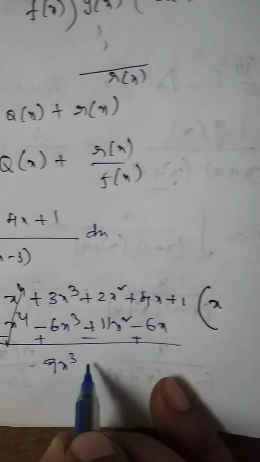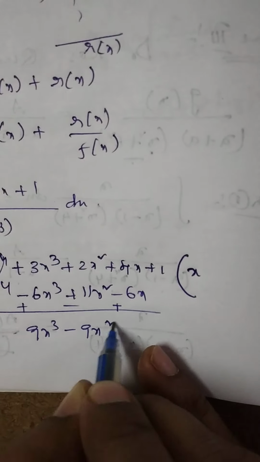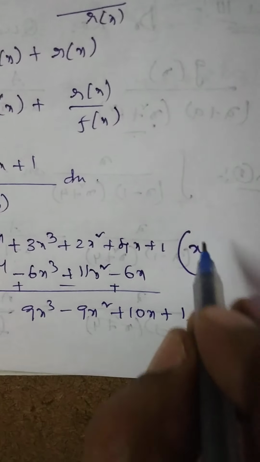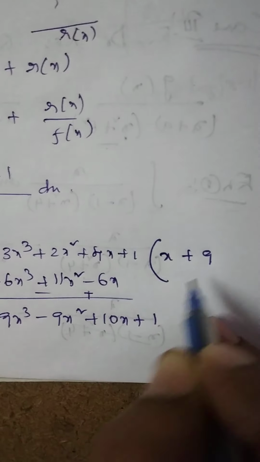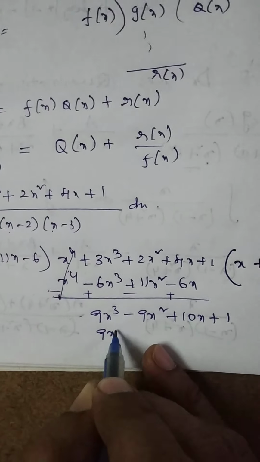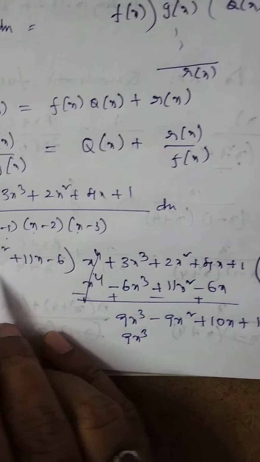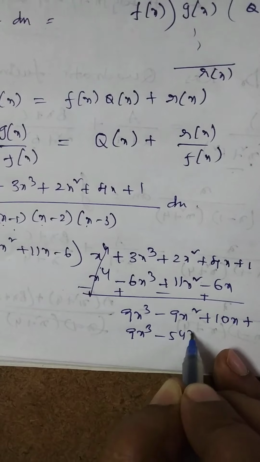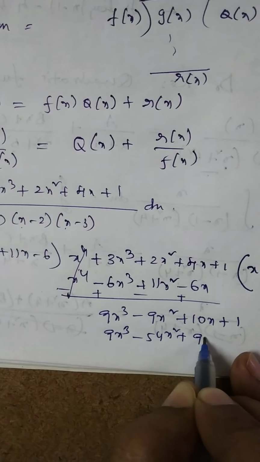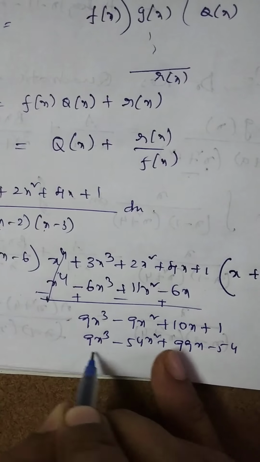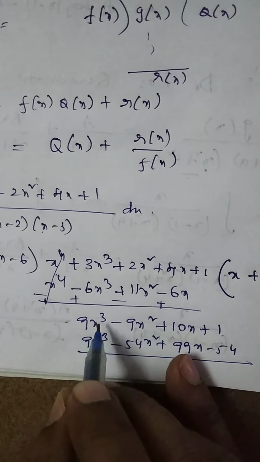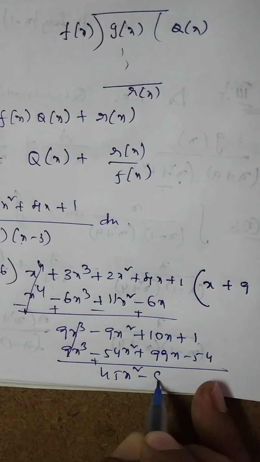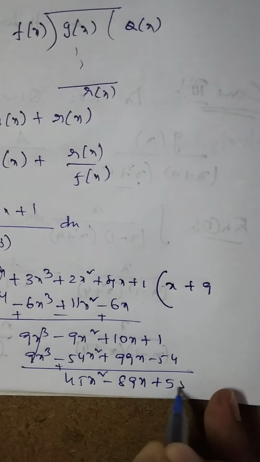9x cube minus 9x square plus 10x plus 1 I am going to get here. Now again we multiply with plus 9. So 9 into x cube is 9x cube. Next 9 into minus 6x square is minus 54x square, plus 9 elevens are 99x, minus 54 I am going to get. So these two get cancelled, and the remainder here is 45x square minus 89x plus 55.